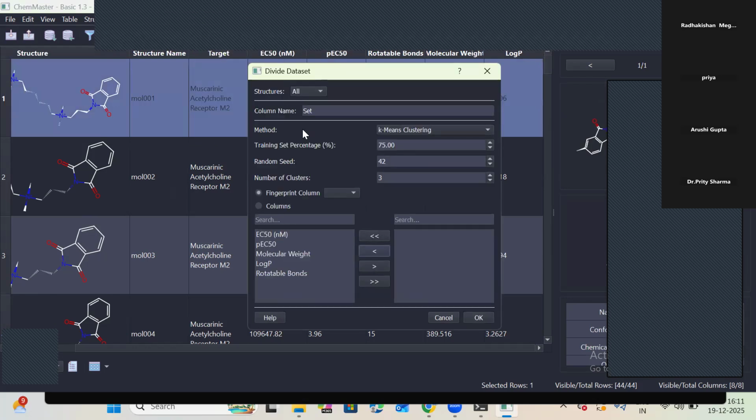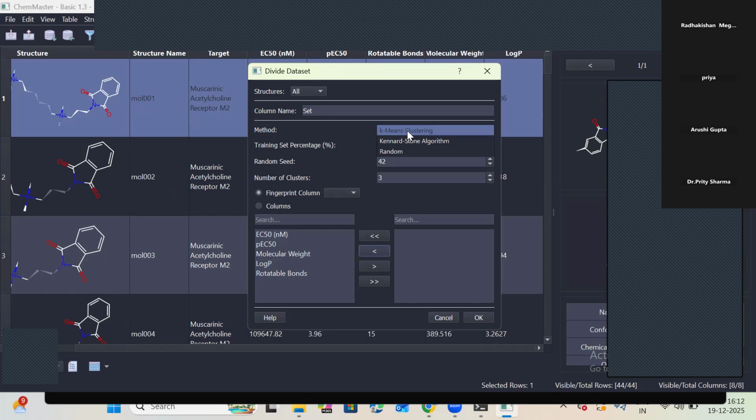For that, here some options are available. For structure, we want to click all. Column name is set. The method: there are so many methods used to divide the sets. In ChemMaster, this division can be done by using random splitting and rational selection methods. Typically around 70 to 80% of the data is used for training, and the remaining 20 to 30% of the data is reserved for testing.